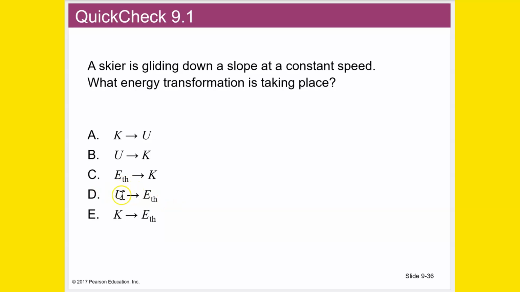So what's going on then? The potential energy is transforming into thermal energy, and that's a little bit of heat that's melting that snow as you go. That's a very tricky question.